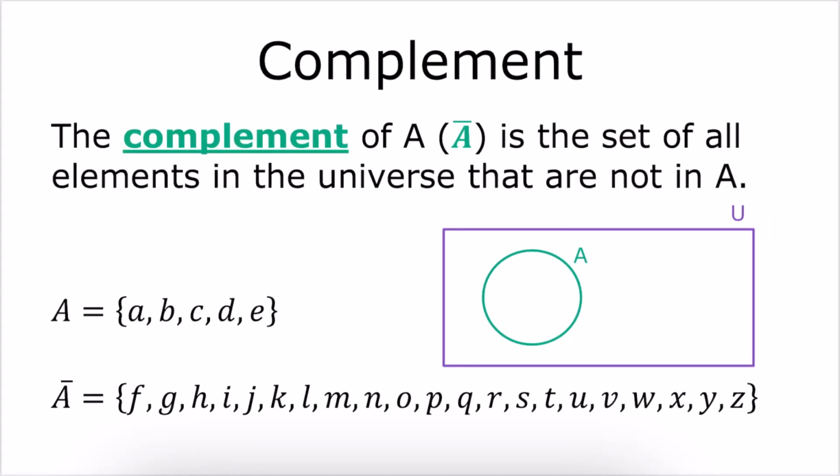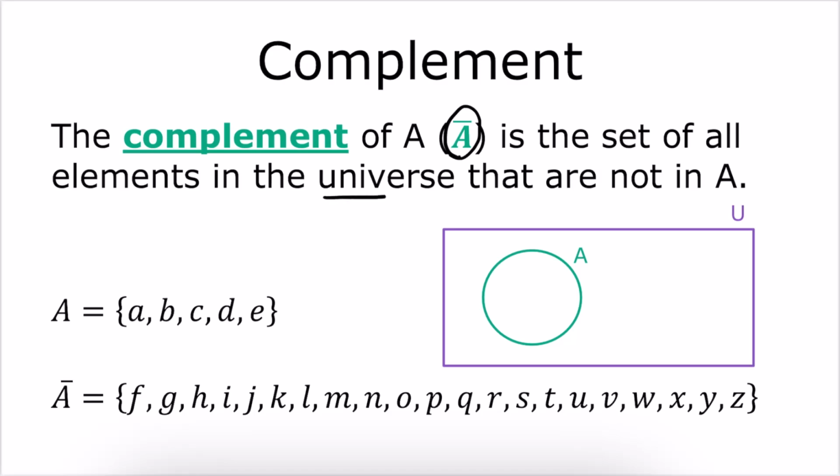So the next operation that we're going to learn about is the complement. And this one is just an operation that involves a single set. Our last two involved two sets, so they were a binary operation because you took two sets to make a new set. But in this one, we're only going to be working with one set. So the complement of a set A, which we write with an A with a little line over it, is the set of all elements in the universe that are not in A.